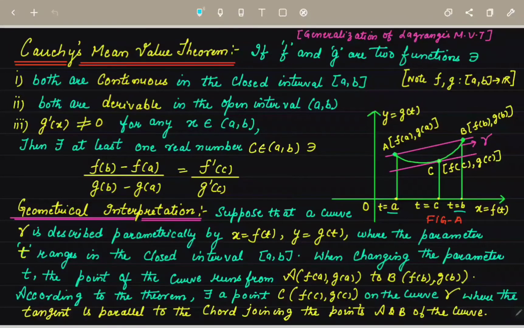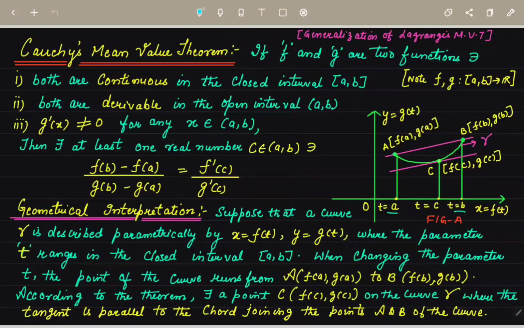So if we have to solve questions on Cauchy's mean value theorem, we have to satisfy all these conditions. If any of the conditions is not satisfied, we can say that Cauchy's mean value theorem fails there. Next is the geometrical interpretation. Basically, the geometrical interpretation of this theorem is the same as that of Lagrange's mean value theorem.